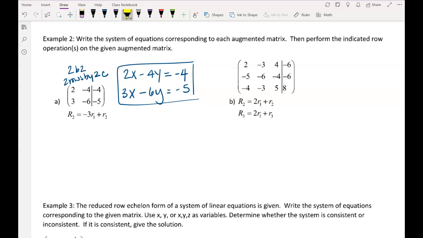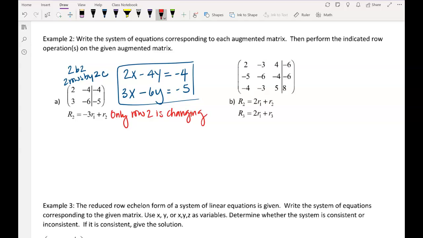Now, it says then perform the indicated row operation. Here's the row operation: R sub 2 equals -3 times R sub 1 plus R sub 2. So this right here, students, means only row 2 is changing, okay? So when you see the big capital R with a subscript, only row 2 is changing, okay?